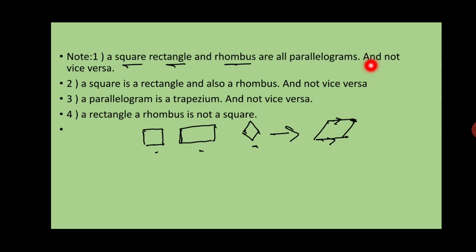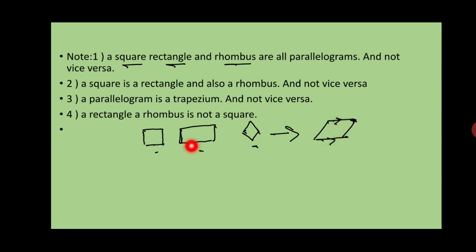And continue here. See, the statement is continued in this way and not vice versa. That means what? A parallelogram is not a square, right? Why is a parallelogram not a square? In a square, all sides are equal and all angles are equal. Here, all sides are not equal and all angles are also not equal. Therefore, a parallelogram is not a square.